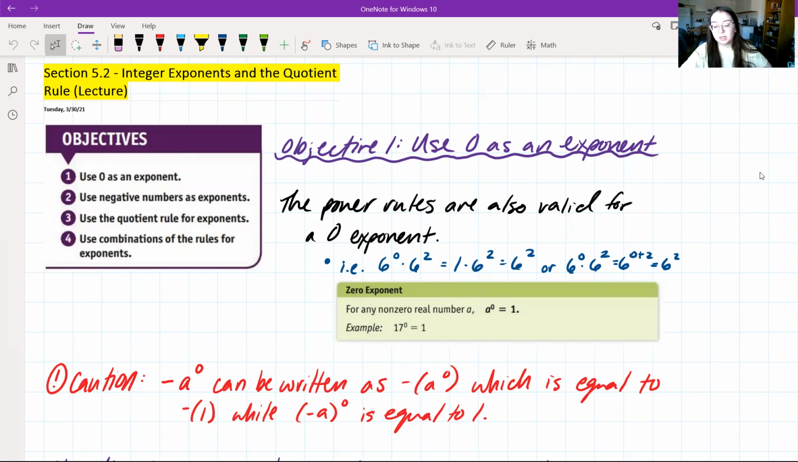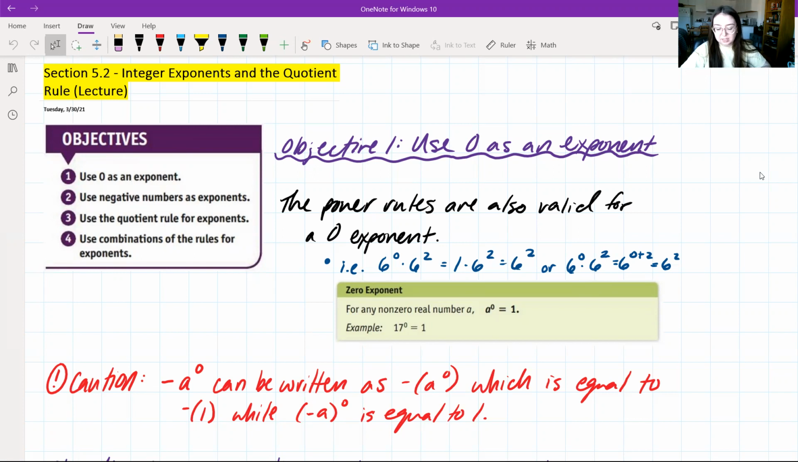So objective 1, we want to use 0 as an exponent. The power rules are also valid for a 0 exponent. This means that if we have something like 6 to the power of 0 times 6 to the power of 2, that is equal to 1 times 6 to the power of 2, which is equal to 6 to the power of 2. Or we can just use our product rule to say 6 to the power of 0 times 6 to the power of 2 is equal to 6 to the power of 0 plus 2, which is equal to 6 to the power of 2.